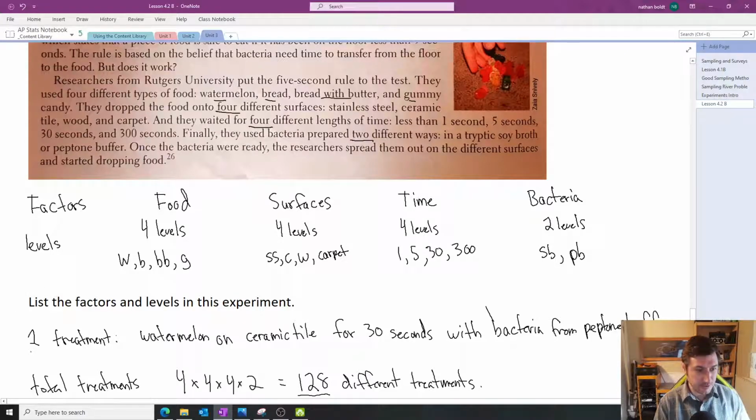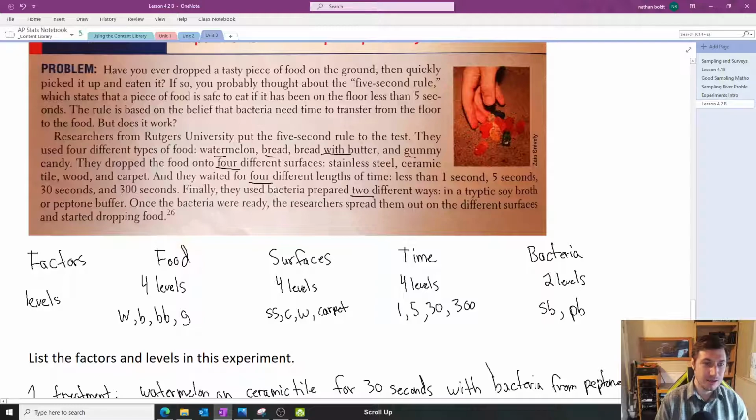So this one treatment that I described here, watermelon on ceramic tile for 30 seconds with bacteria from peptone buffer, I would have to do that one treatment many times to really trust my data. If I only did that treatment once, something weird could have happened, and it could have been pure chance that I got whatever outcome I got. So it's mainly, are you using enough subjects? Now, they don't tell us how many they did here, so I can't really make an assessment on replication, but hopefully they did this experiment a couple hundred times so that each treatment had 5, maybe 10 iterations.